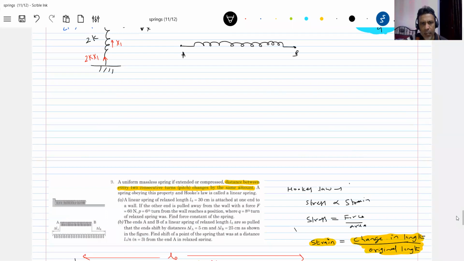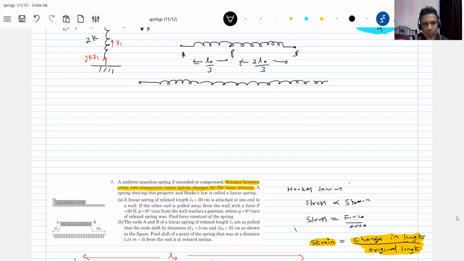There's an end A and an end B, and there's a point P. The point P is at a distance L naught by 3, so the total length of the spring is how much? 2 L naught by 3. Now the end A and end B are displaced by some distance. Are both having the same displacement? No.